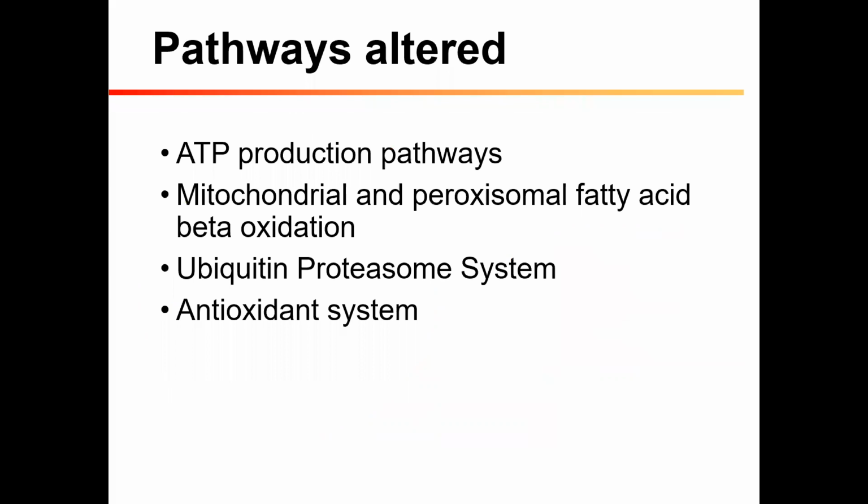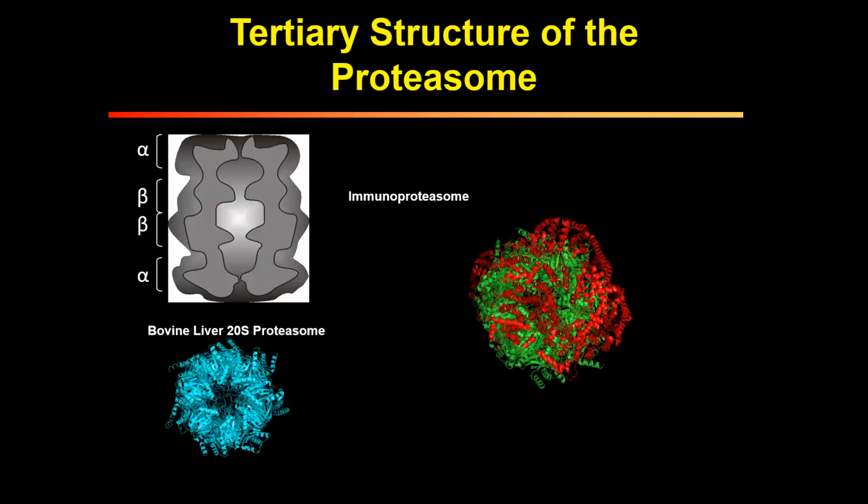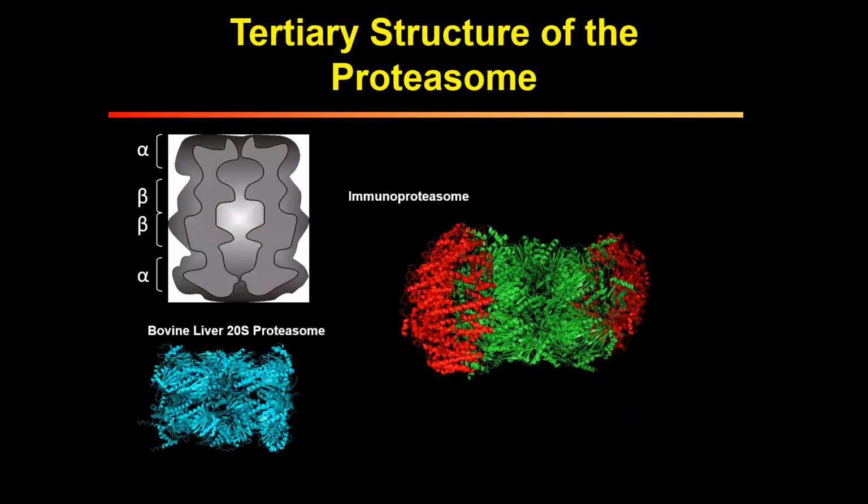To summarize, we found that ATP production pathways were changed, mitochondrial and peroxisomal fatty acid oxidation would change, the ubiquitin proteasome system would change, and the antioxidant systems would change. This was just based on mass spec data. So we use this data then to see, can we now use this to see differences between males and females of these pathways? And we decided because we saw the atrophy.